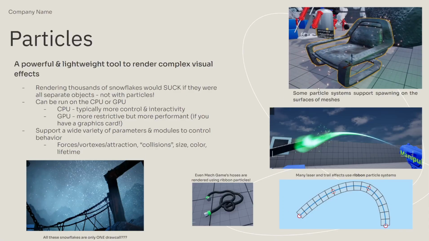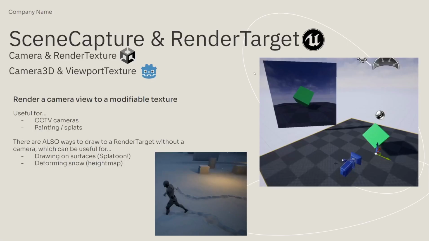And all sorts of stuff is available to particles depending on your engine. You can even spawn particles on the surface of a mesh, which can be useful if you want to do that. I don't know. There's a lot of things you can do with particles. I'm not gonna get too deep into it here.